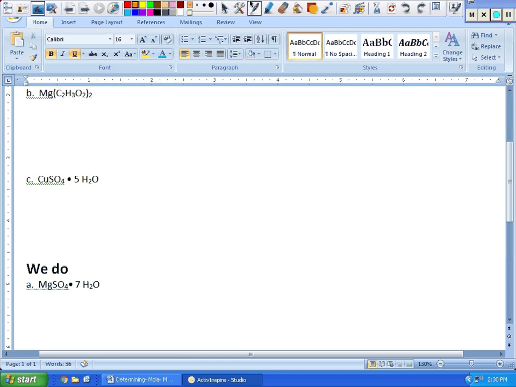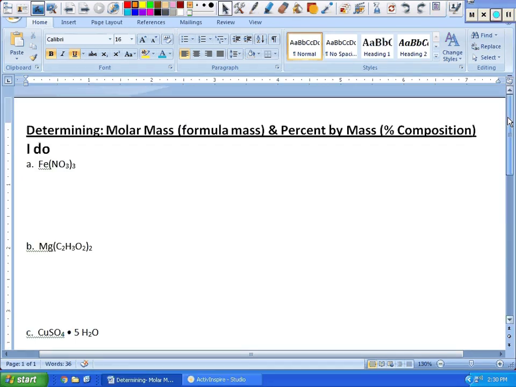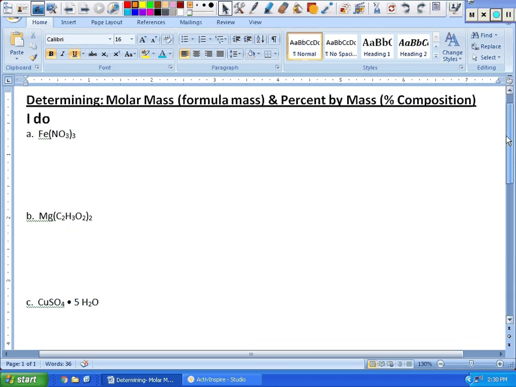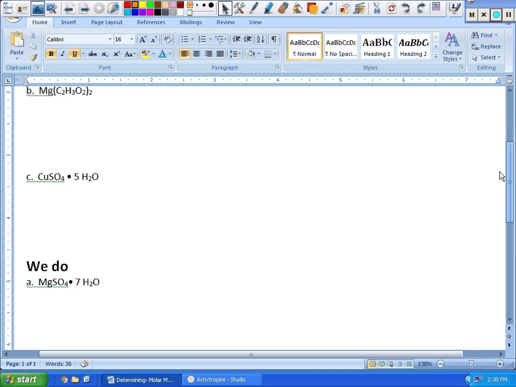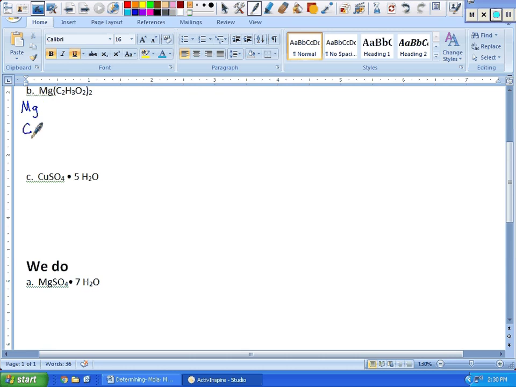So what we're going to do is molar mass, and now the new thing that you did not learn the first time we did this was percent by mass. And so again, let's follow the procedure. The first thing you're going to do is write down the elements that are present. So, what are the 4 elements that are present? Magnesium, carbon, hydrogen, and oxygen. Okay?